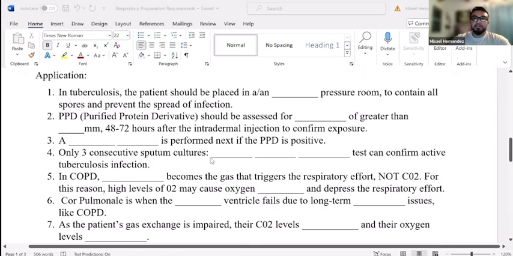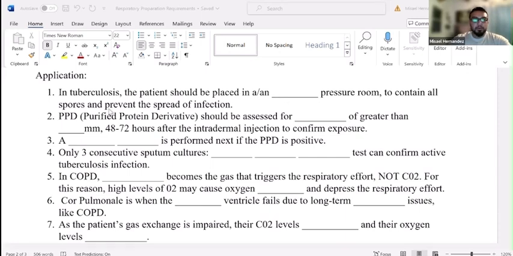And now the application part. In tuberculosis, the patient should be placed in a blank pressure room to contain all spores and prevent the spread of the infection. Number two, PPD, or purified protein derivative, should be assessed for blank of greater than blank millimeters 48 to 72 hours after the intradermal injection to confirm exposure.